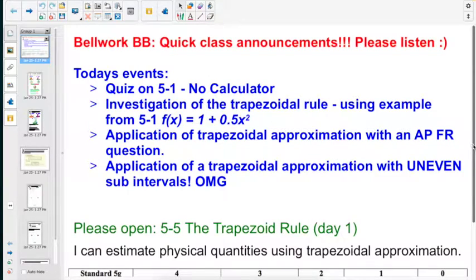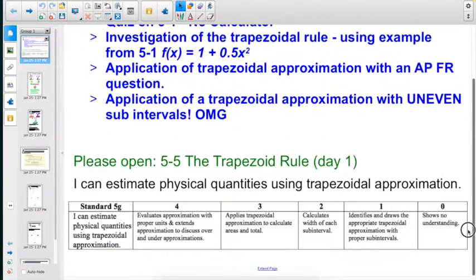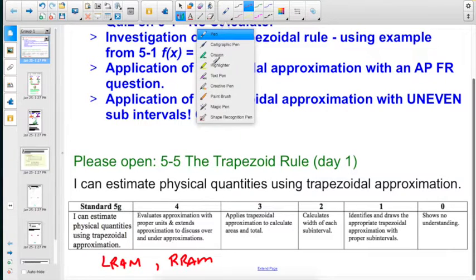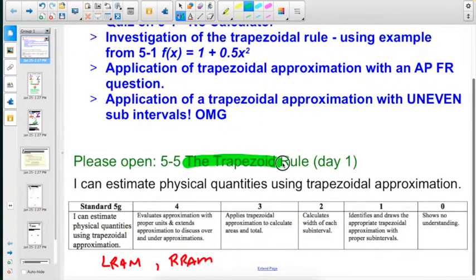Okay, so for 5-5, we're going to extend what we know about the LRAM and RRAM, and we're going to see how that plays a role in finding another way to do approximations. And so we're going to look at how that affects something called the trapezoidal rule, and how to use the trapezoidal rule for doing approximations.